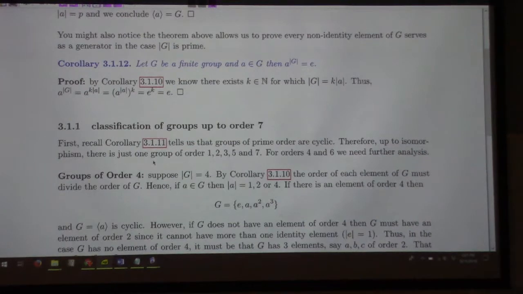Now, this is a very greedy thing to do. In practice, in typical groups, the order of an element will typically be less than the order of the group. It's just that the order of the group will for sure make the thing go to the identity.